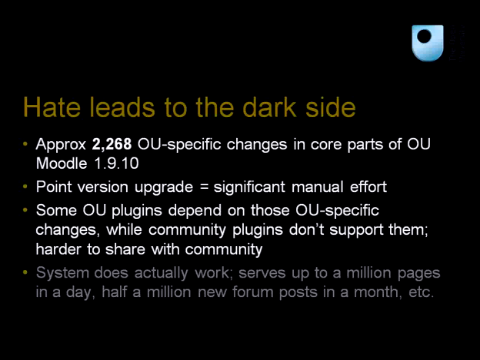As of yesterday, whenever it was I checked this, there are 2,268 OU-specific changes in core parts of OU Moodle 1.9.10. That's not including the plugins we've written and things like that. This is just changes to bits of core code that we've had to mark in this way. And 2,268 is quite a large number. When you do a point version upgrade, so 1.9.11, etc., there's a fairly good chance that one of the things that has changed in the core version will also be something that we fiddled with, and that means it's really difficult to do the upgrade because you've got to decide which is the correct one, and no one can remember why it was done in the first place, and it's all a disaster.